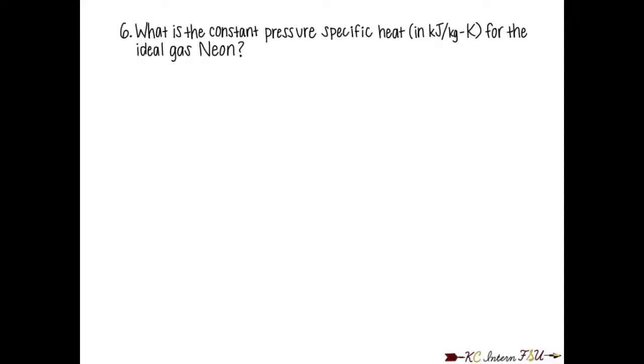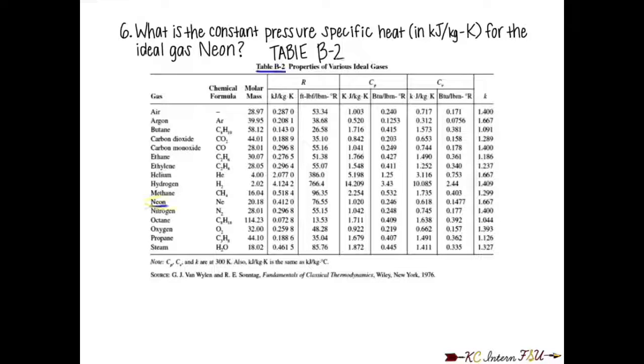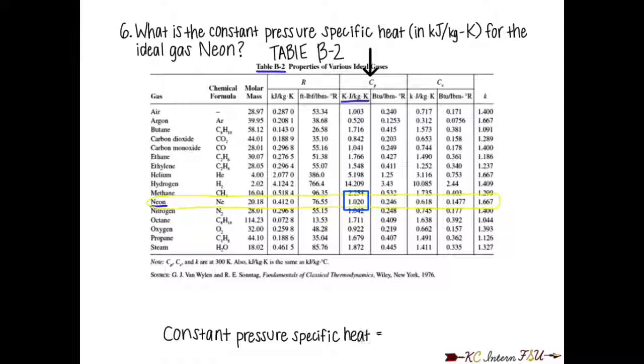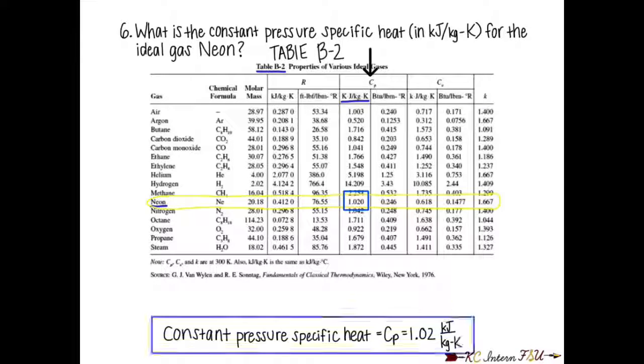Question 6. What is the constant pressure specific heat in kilojoules over kilogram per Kelvin for the ideal gas neon? We can use table B2 to determine the property constant pressure specific heat, Cp, for the ideal gas neon. In this case, it is found to be 1.02 kilojoules over kilogram per Kelvin.